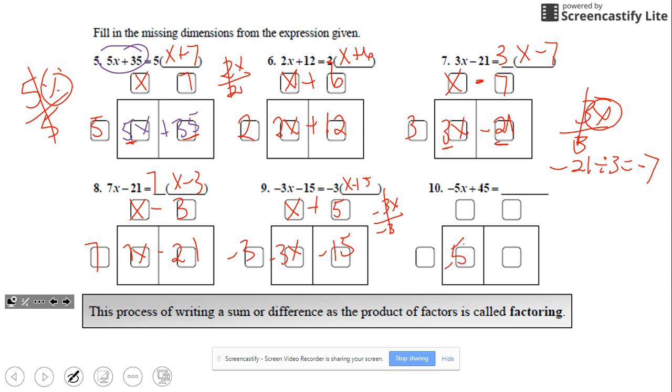Here again, we got negative 5x and then a positive 45. So looking at what we can pull out, I always look here. Negative 5 is the easiest to divide by. So if I divide by negative 5, negative 5x divided by negative 5 leaves us with just a positive x. And now we've got 45 divided by negative 5. That's going to be a negative 9. So minus 9. So our expression is negative 5 times the quantity x minus 9.